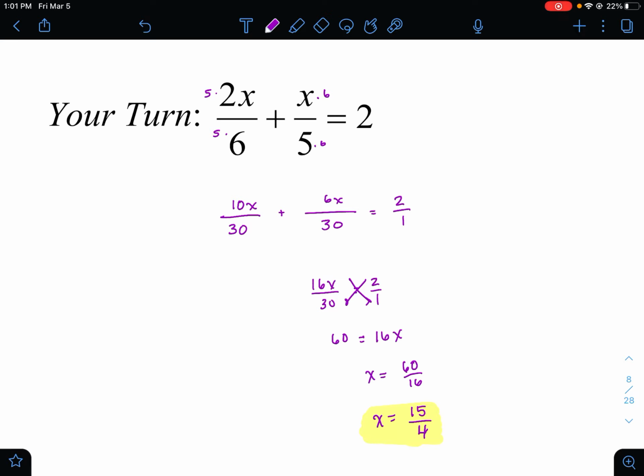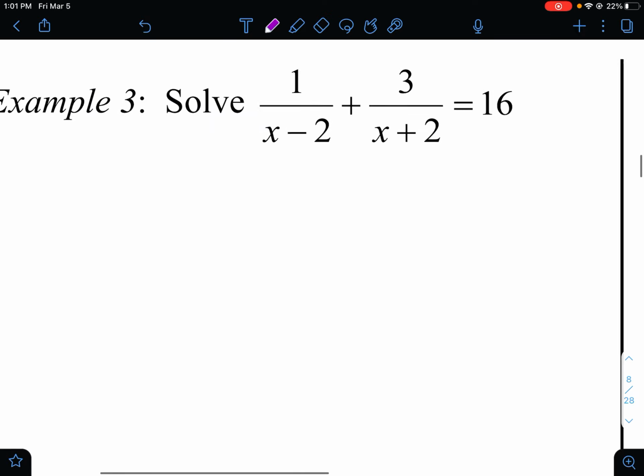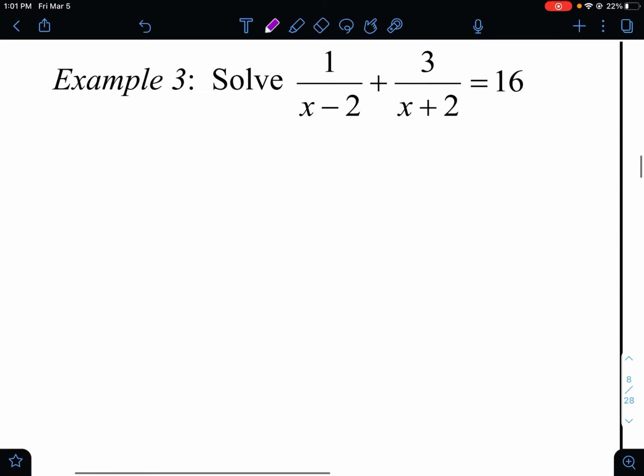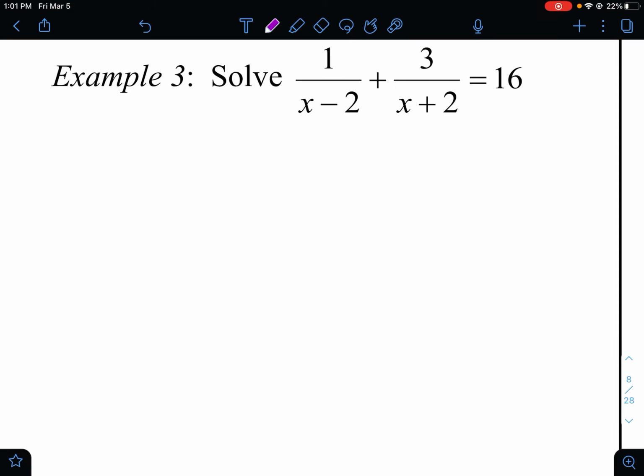All right, moving on to example 3. This is where it gets slightly tricky, because now our fractions have expressions in the denominator. Again, we could multiply everything by the LCD to get rid of them, or we can find a common denominator. Since most people in class preferred finding the common denominator rather than the LCD method, we are just going to go through and solve it like that.